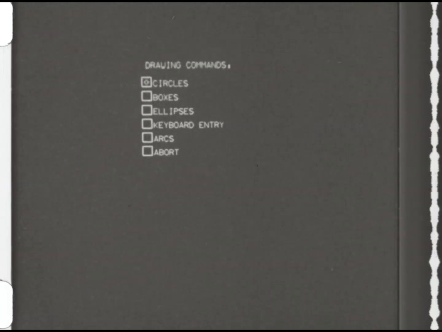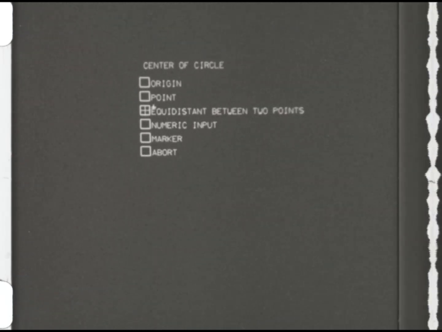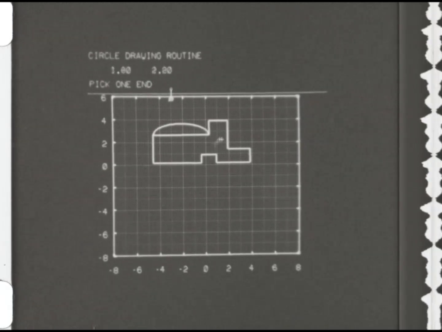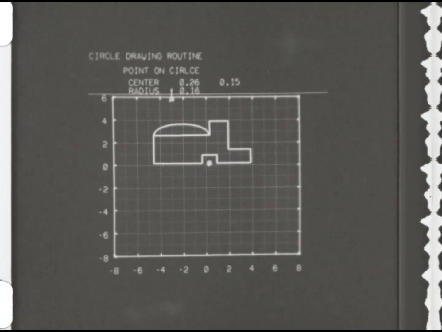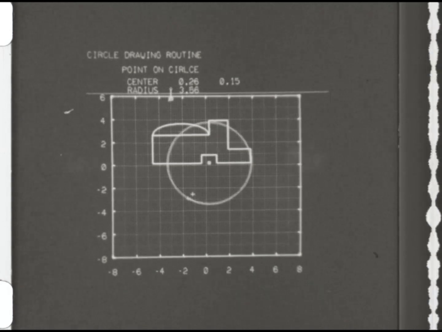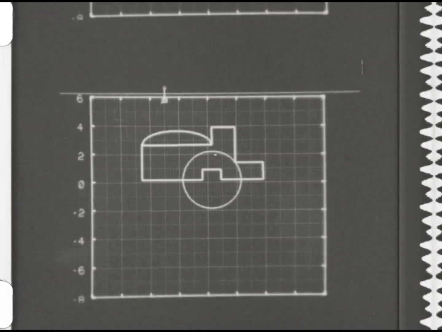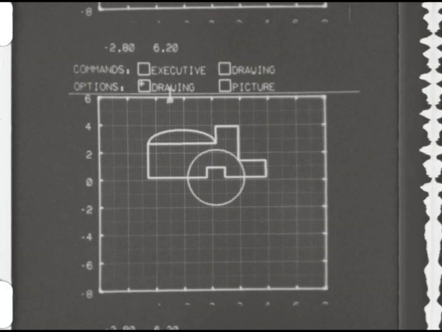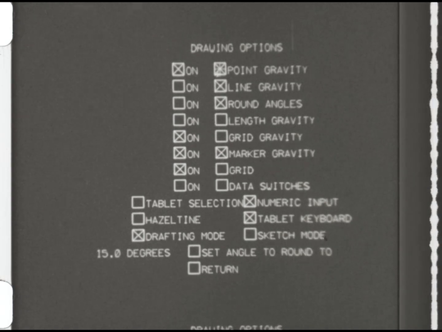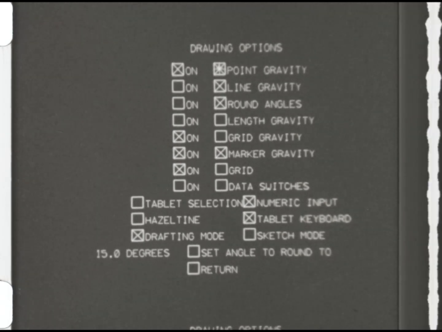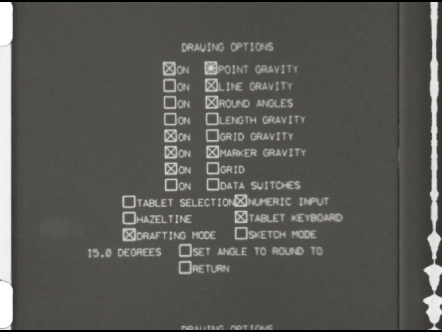A circle, and the center of the circle is equidistant between 2 points, and there's one of them, and there's the other, and here's our circle, which we can make any size. And there are all sorts of things built into the program, like gravity to the various points, so you can put points exactly on points. Here are some of those types of options which we can turn on and off individually.